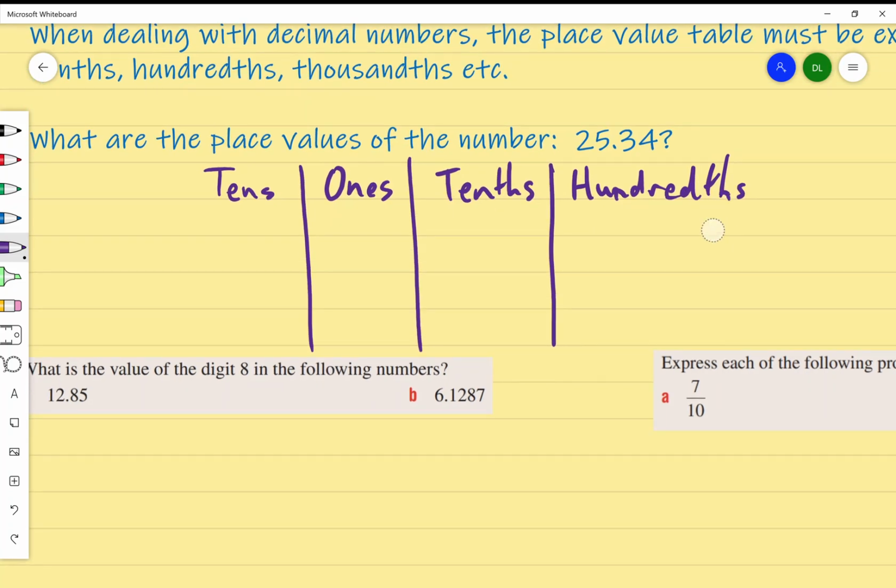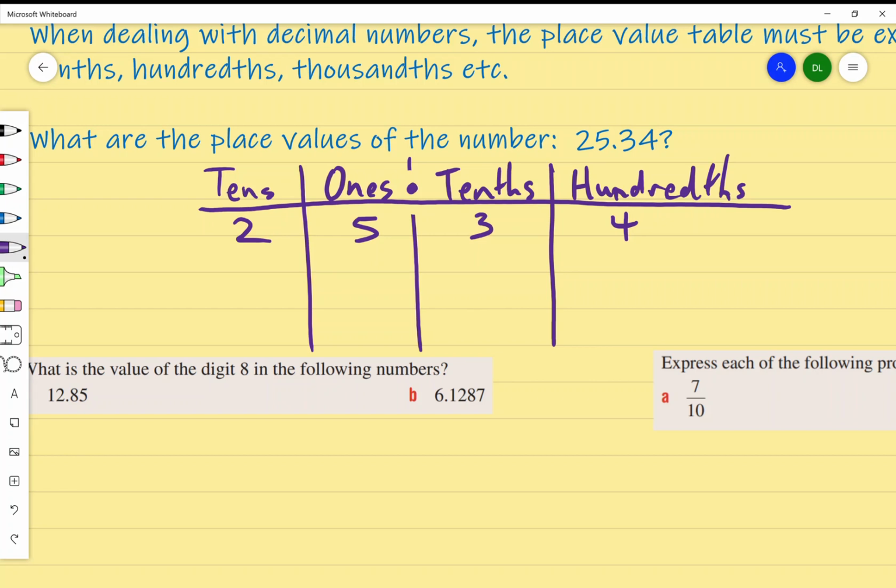Okay, and then where does our decimal place go? Between the ones and the tenths. So the decimal place goes there. I'm going to write the digits down. The 2, a 5, a 3, and a 4. That's just the numbers that we've got.